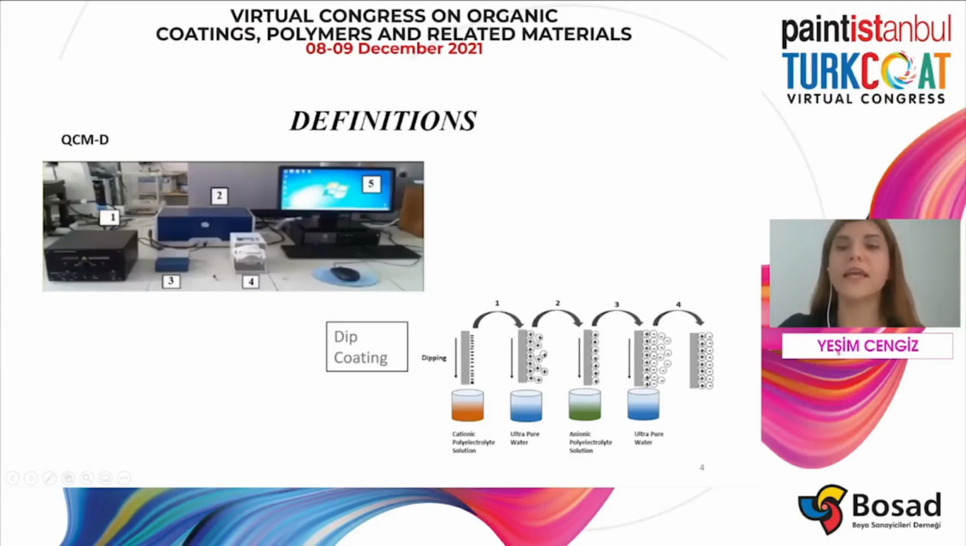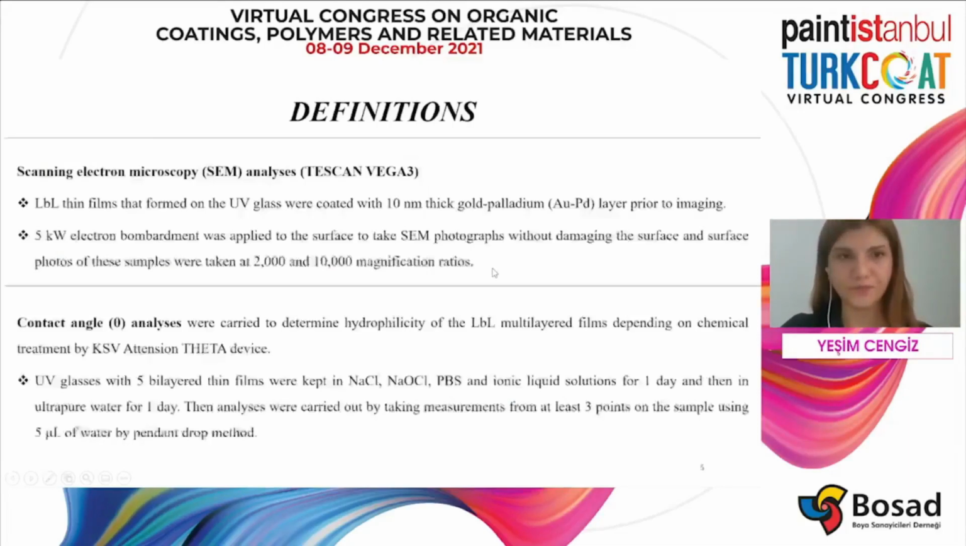After that, again, we passed the anionic polyelectrolyte over the substrate. And then there is a negative charge on the surface. After using ultra pure water, finally, we reached the one-layered functional film. When we repeat the process 5 times, finally, we reach the 5 multi-layered functional films.